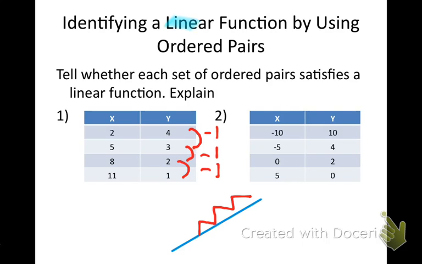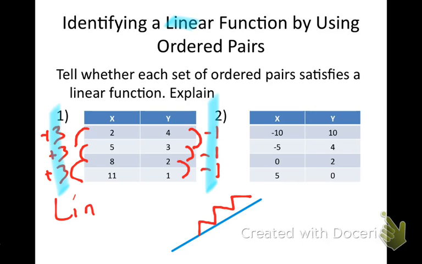Okay, good. Now I check my x values. From 2 to 5, I add 3. From 5 to 8, I add 3. From 8 to 11, I add 3. Well, now I'm checking here. Are my x and y values changing at the same rate? So I'm going -1, 3, -1, 3, -1, 3. It's like going down 1 over 3, down 1 over 3, down 1 over 3. That is a linear function. Okay, that'd be an example of a linear function.